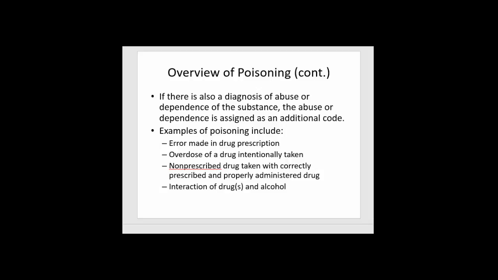If there is also a diagnosis of abuse or dependence of the substance, the abuse or the dependence is assigned as an additional code. Examples of poisonings would be an error made in a drug prescription, an overdose of a drug intentionally taken, a non-prescribed drug taken with a correctly prescribed and properly administered drug, and an interaction between a drug and alcohol.